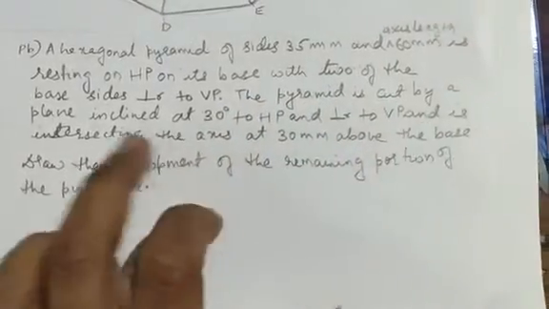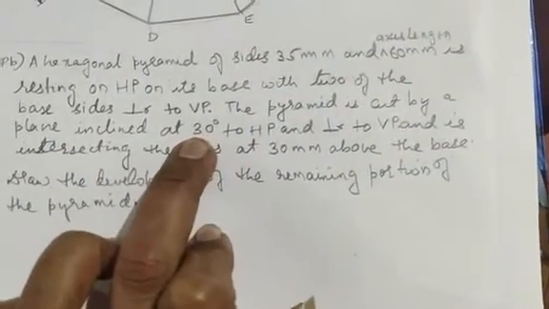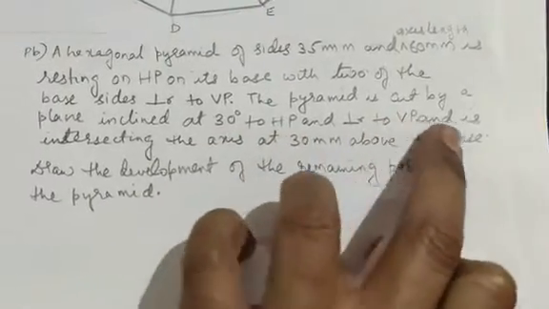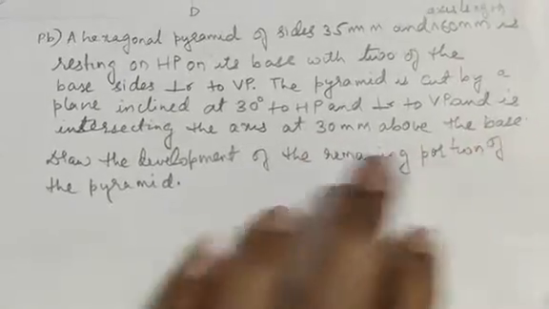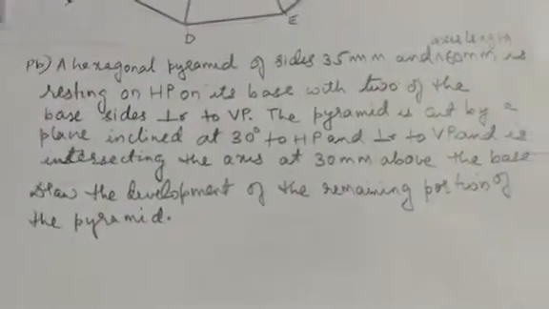The pyramid is cut by a plane inclined at 30 degrees to HP and perpendicular to VP and is intersecting the axis at 30 mm above the base. So let us see how it is cut.